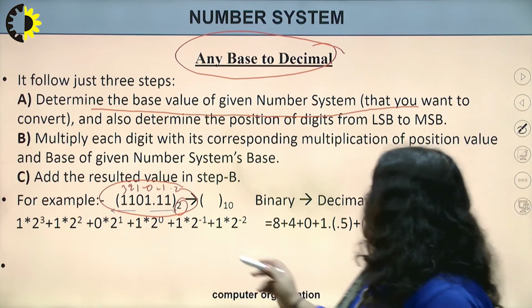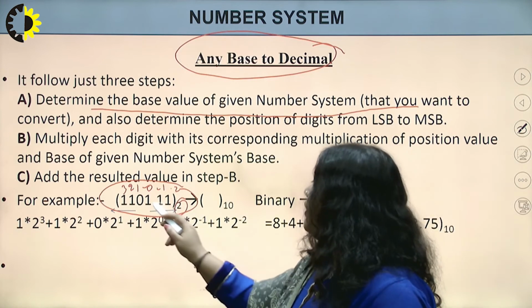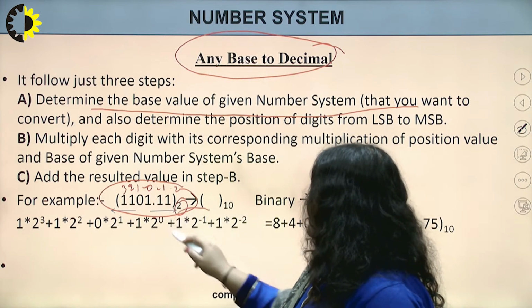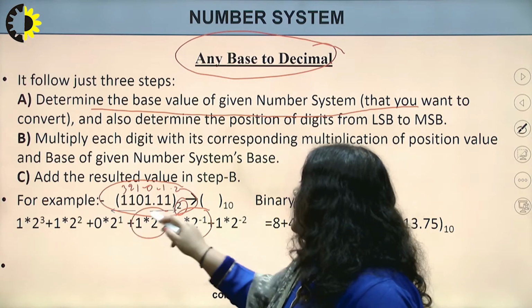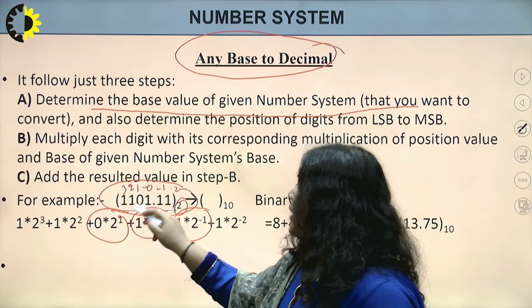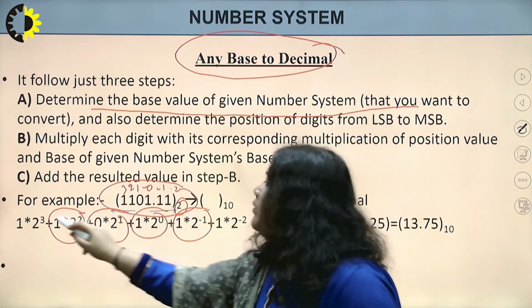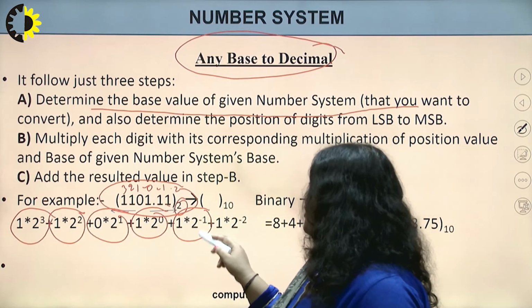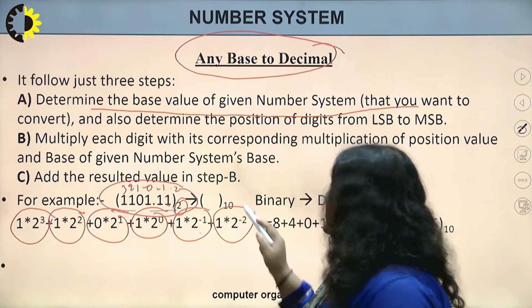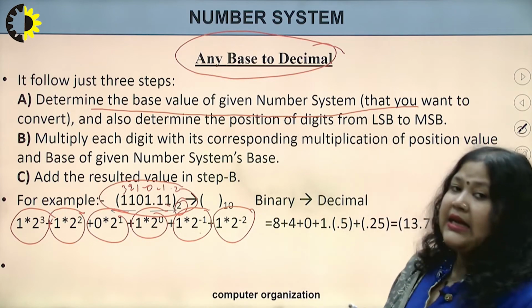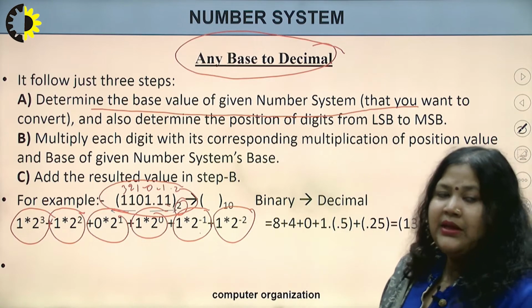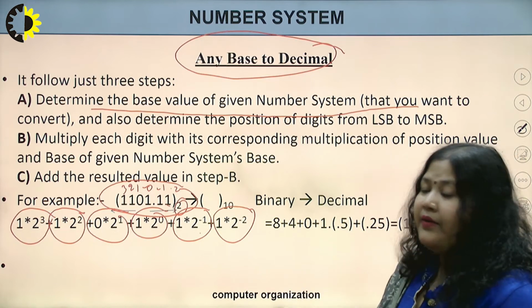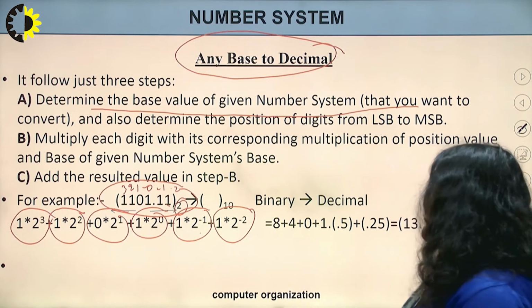So the conversion is like this: 1 multiplied by 2 to the power 0, then 0 multiplied by 2 to the power 1, then 1 multiplied by 2 to the power 2, then 1 multiplied by 2 to the power 3. And for the fractional part, 1 multiplied by 2 to the power -1, and this one multiplied by 2 to the power -2. This is basically binary to decimal.